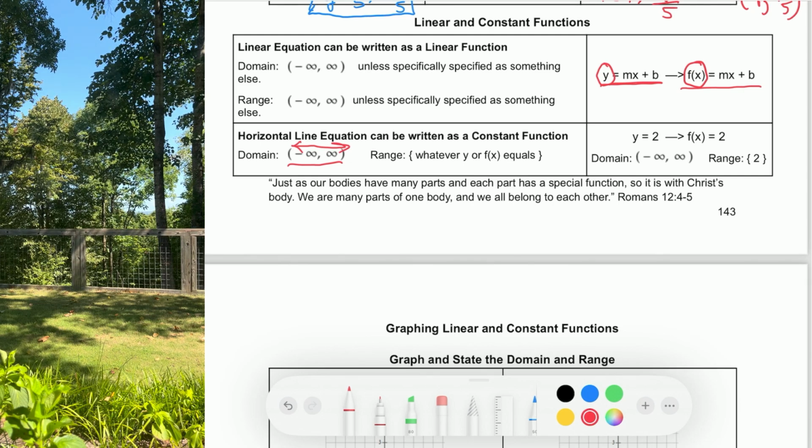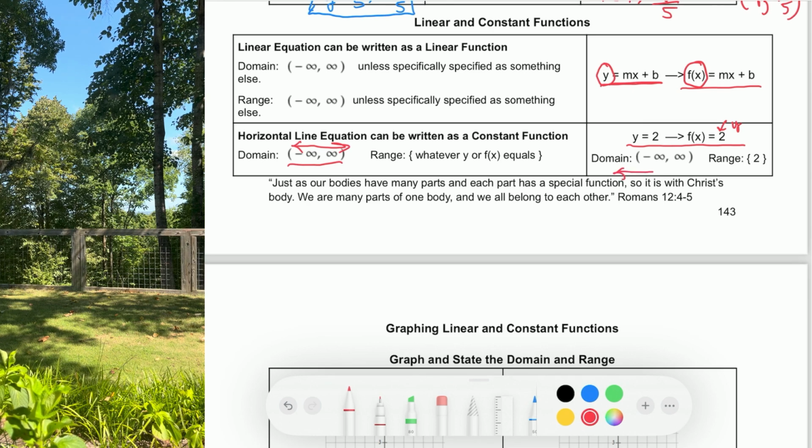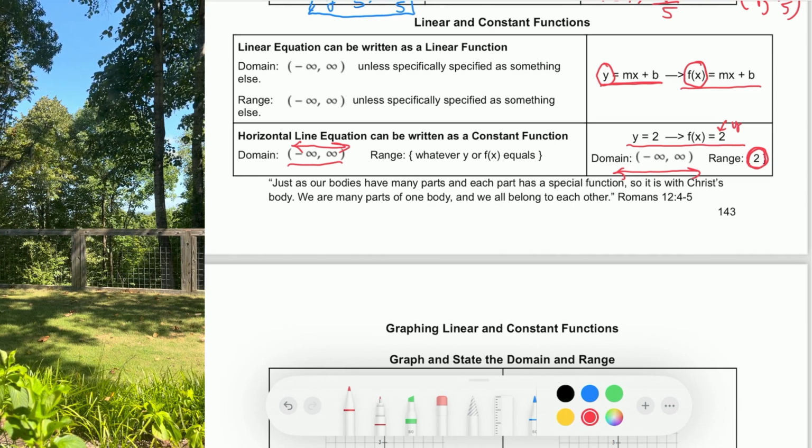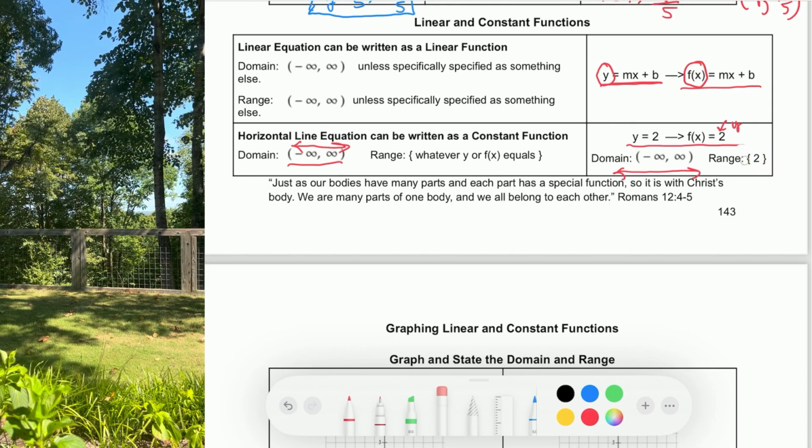So for example, right here, y equals 2 is the same as saying f of x equals 2. Remember, this is your y in this location. So your domain, it's a horizontal line, so it never ends. It goes left and right infinitely. But our range is limited because it only crosses our y. The only height that it has is at 2. Every y value of that horizontal line is always going to be 2. So that's why it looks different than the previous example.